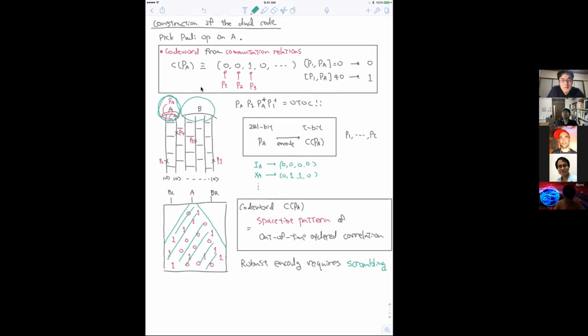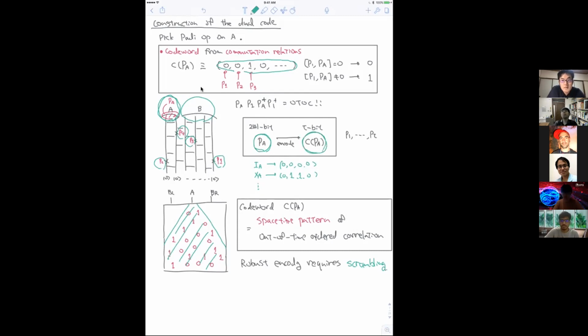So in the past, in this example, I measured P1, P2, P3, P4. So then I can study if my PA operator commutes or anti-commutes with these past operators. I can construct a binary vector: 0 means commutation, 1 means anti-commutation, just a sequence of 0s and 1s. So I will view this as an encoding: given a Pauli operator PA, I can encode it into some binary sequence.